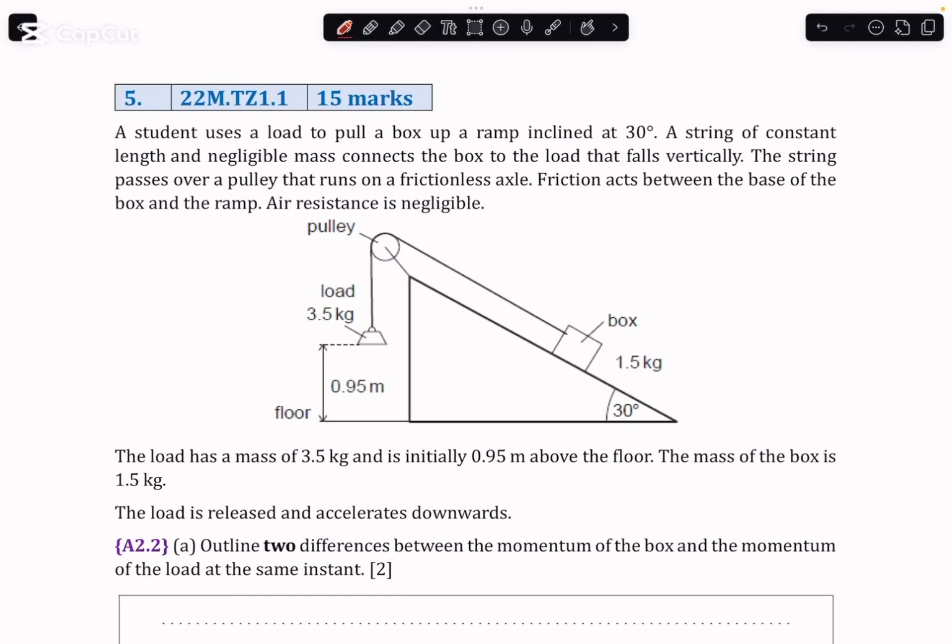Hey guys, today we're looking at a very long question. This is from May 2022. And as I've said, we'll be looking at a wide variety of questions today.